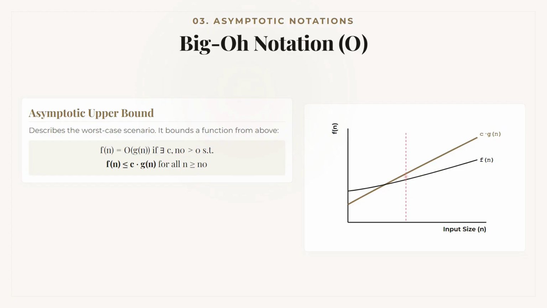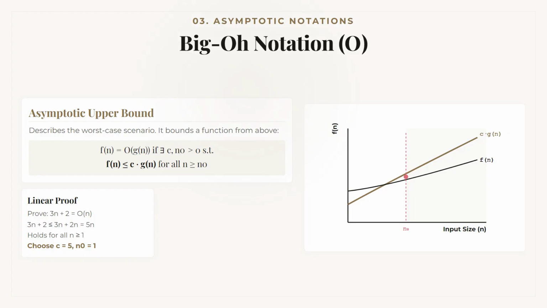For example, consider the expression 3n plus 2. As n becomes very large, the dominant term is 3n. The constant value 2 becomes negligible. We can show mathematically that 3n plus 2 is less than or equal to 5n for all values of n greater than or equal to 1. Therefore, 3n plus 2 belongs to O of n.